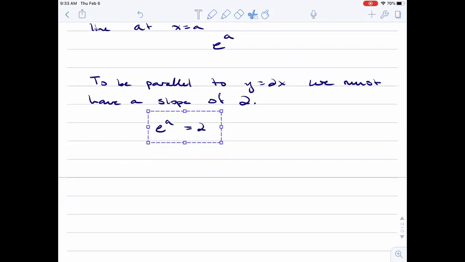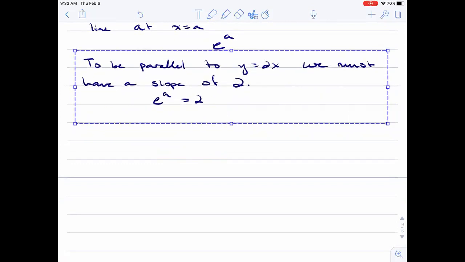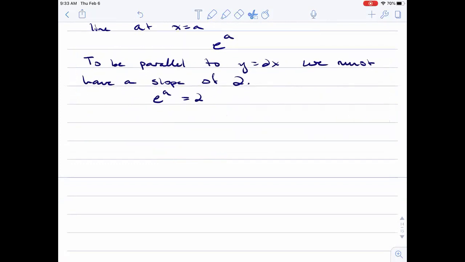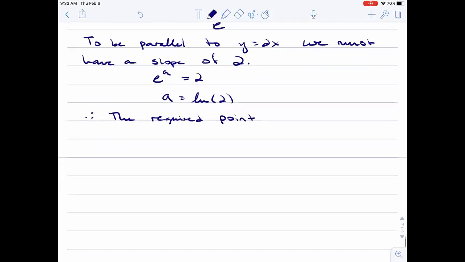And because I want to keep it all on the same page, buy myself another line. So then if I take the log of both sides, I get, a is the log of 2. Therefore, the required point is at, oops, sorry. Skipped a beat here.